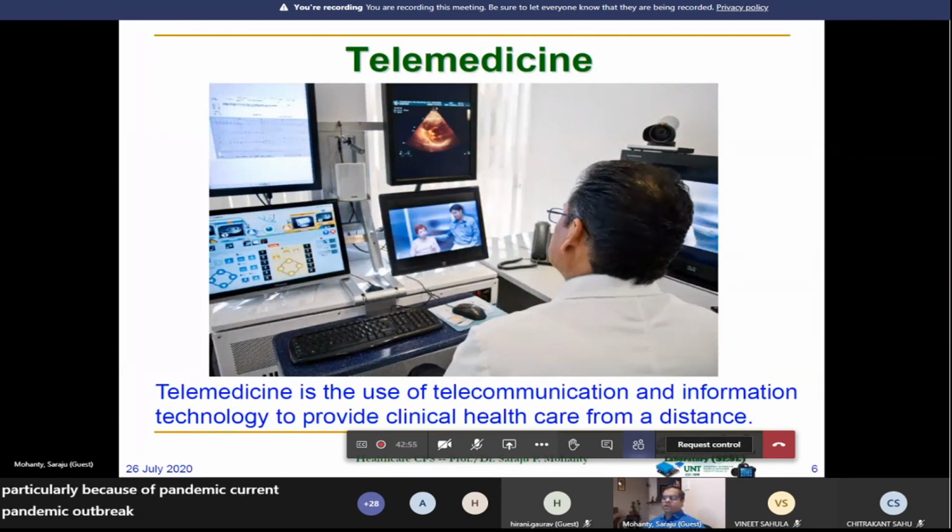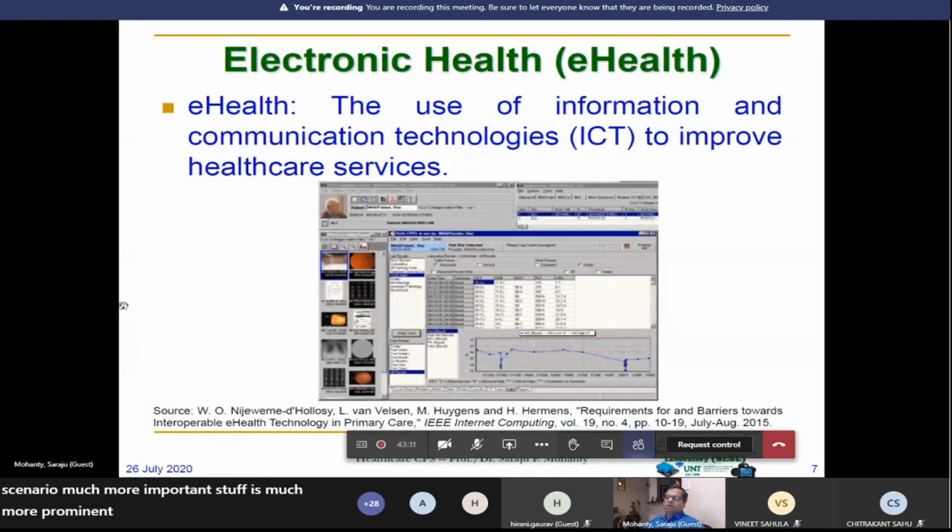I myself have been using telemedicine when I consult my doctor and specialist. So this is a significant thing that happened, I would say, a couple of decades ago. Now, in this pandemic scenario, its importance is much more prominent. Now, from healthcare, we talked a little bit about telemedicine.